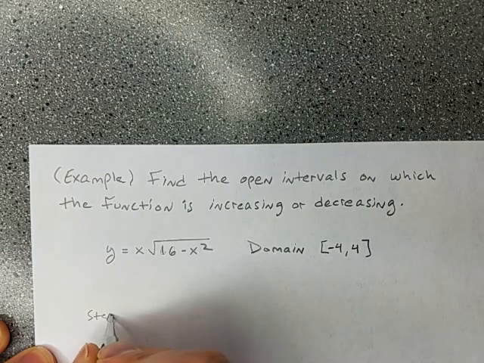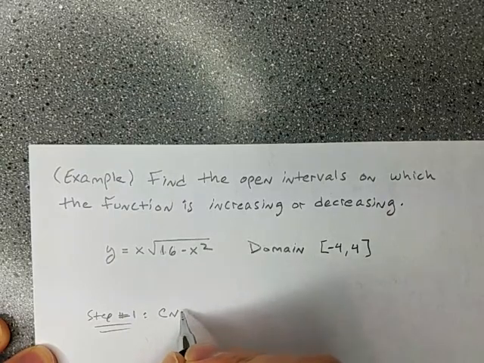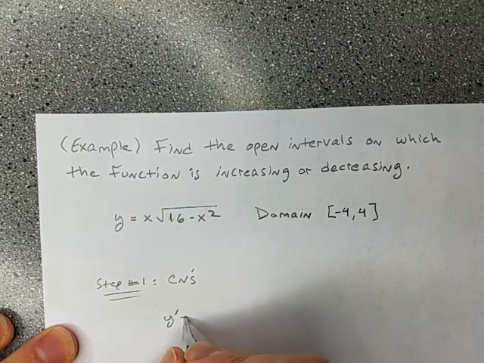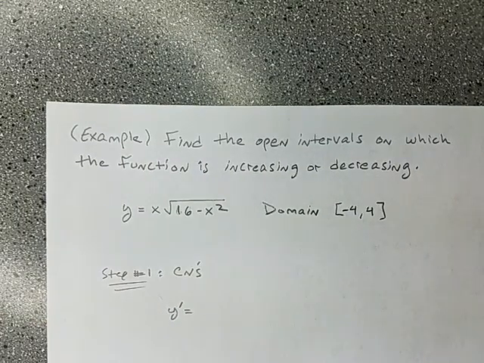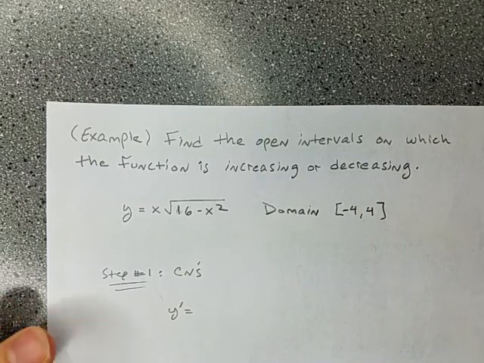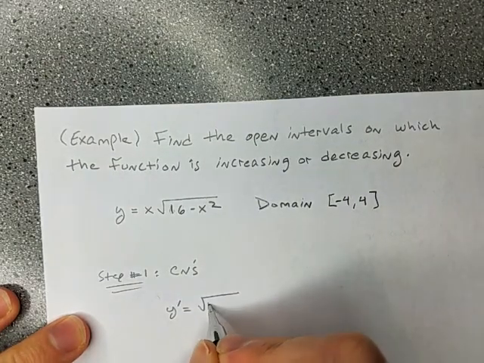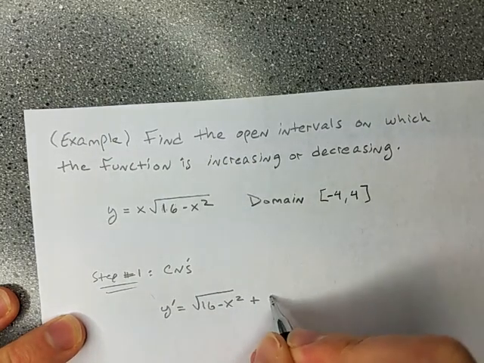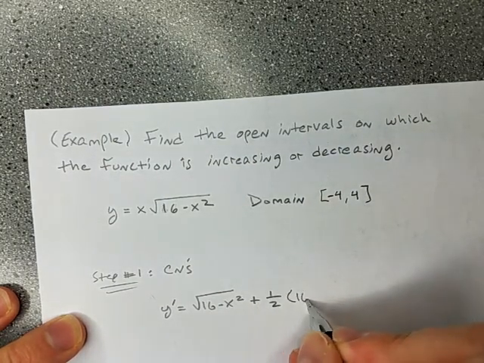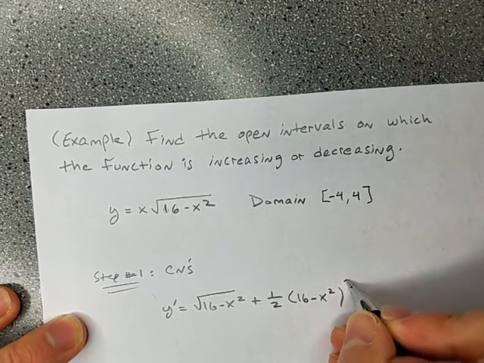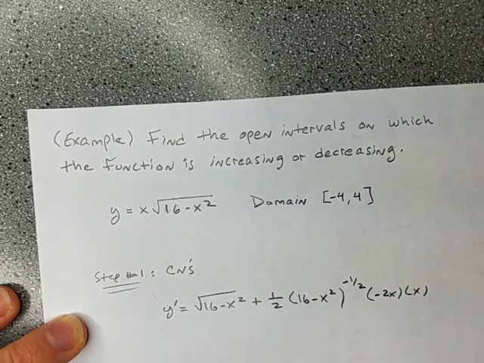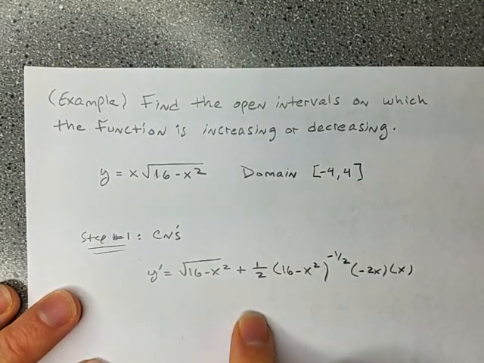So my first step was that I'll find the critical numbers. And that will involve finding the derivative. So I'll get y prime here. And so what's the derivative of x times root 16 minus x squared? I'll get root 16 minus x squared by the product rule, plus 1/2 times (16 minus x squared) to the -1/2 times -2x times x. So that's our rules for derivatives.